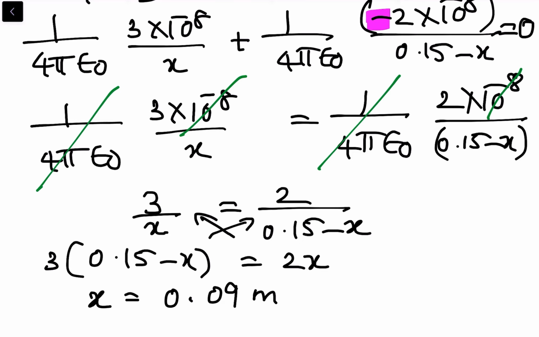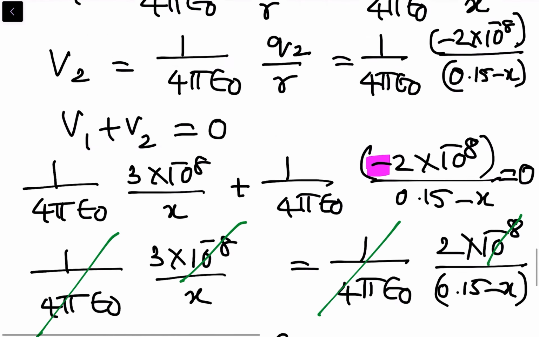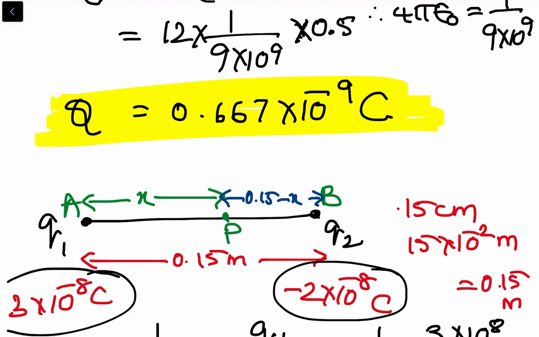This is what you will get. That is nothing but 9 centimeters. So this is the answer which we got. That means the point Q, I'll show you the picture which I have drawn. This is the picture. The point P is at a distance of 9 centimeters from the point A, that is the first charge. Total distance between them is 15 centimeters. Therefore, from B it is 15 minus 9, that is 6 centimeters from the charge Q2, that is the point B.